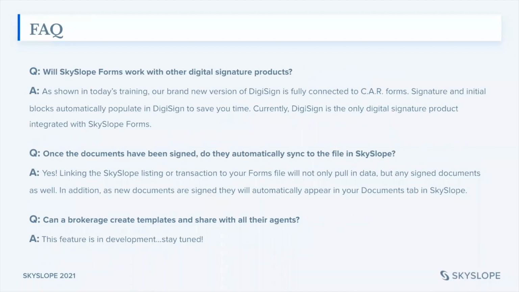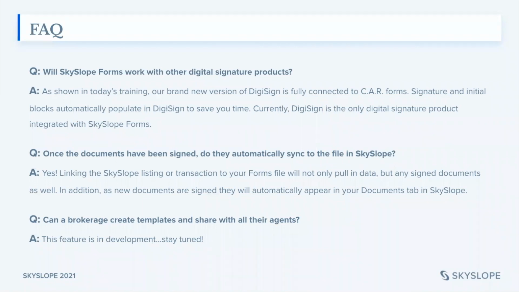And moving right along here, will SkySlope Forms work with other digital signature products? Absolutely. Now, we know that you might have your digital signature tool, you're comfortable with it, you're happy, no worries. As we talked about here today, our DigiSign is fully connected to the CAR form. So signature and initial blocks will automatically populate in DigiSign, which will save you that time. Now, currently, DigiSign is the only signature tool that is integrated with SkySlope Forms. So we don't currently carry any other integrations with those signature tools. However, if you would like to download your files and use an outside digital signature tool, that is always an option for you.